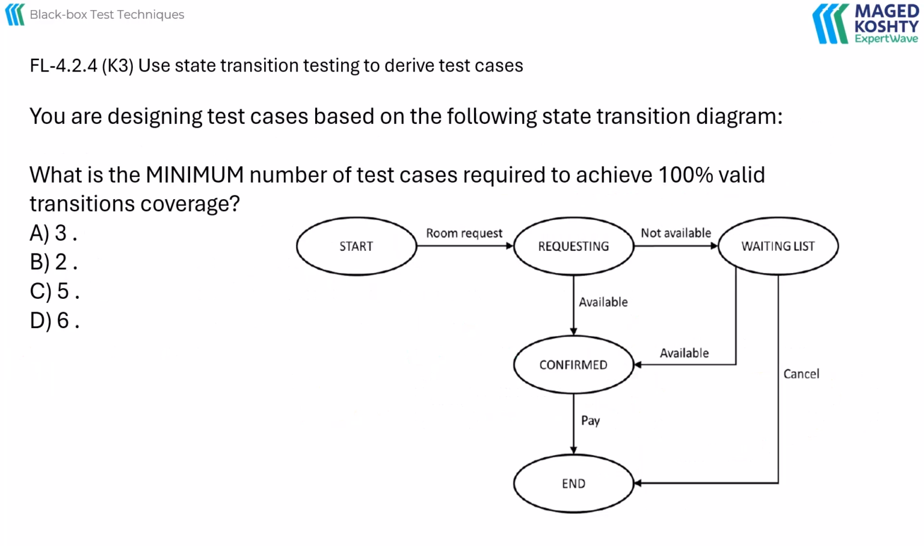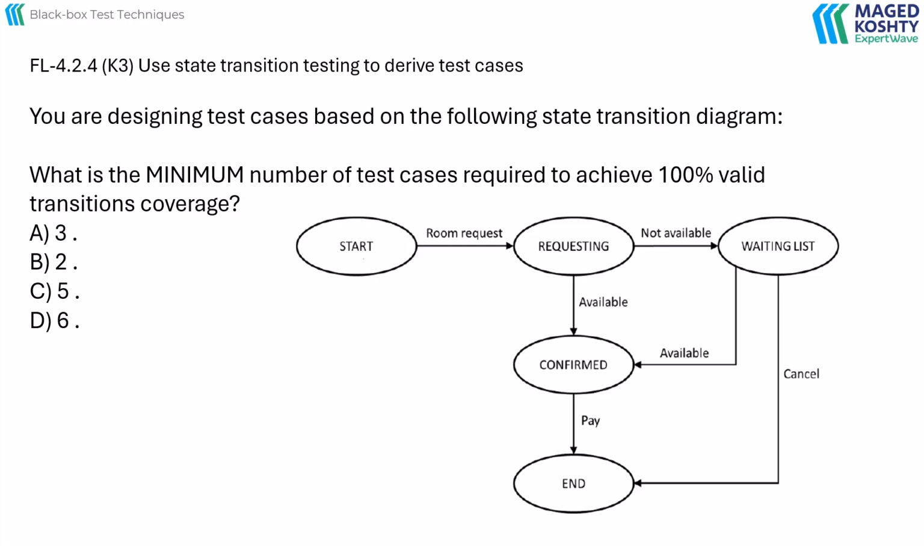Third question. You are designing test cases based on the following state transition diagram. What is the minimum number of test cases required to achieve 100% valid transitions coverage? As I said before, this is an IQ question. Try to use your pen and get the minimum number of consecutive arrows. Then, count how many times you had to start over to cover more arrows. So let's try it together.